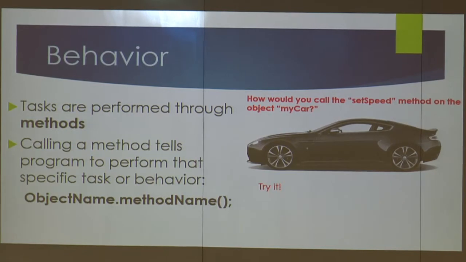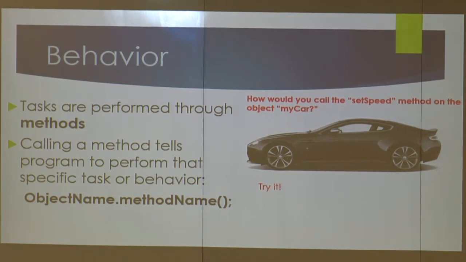So now getting into the behavior side of objects. The behavior, or the tasks that we perform, are done through methods or functions, like I said before. And in order to call a method, we follow this general format that I've laid out on the bottom left there, which is our object name, the dot operator, and then the method name.